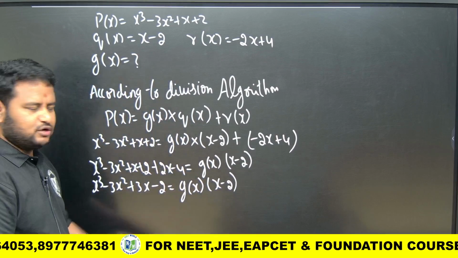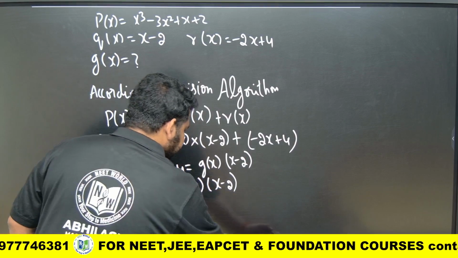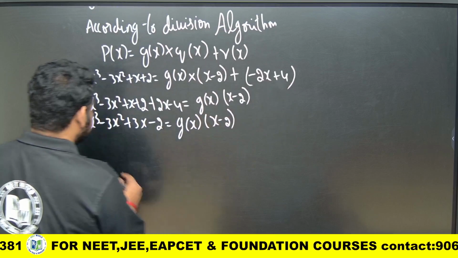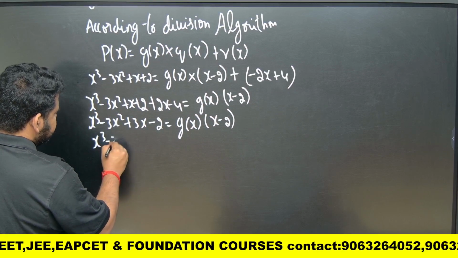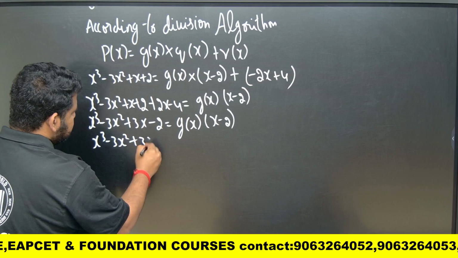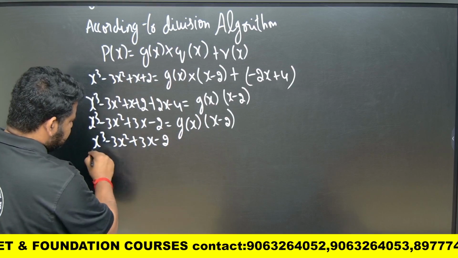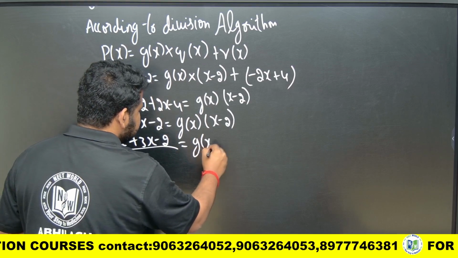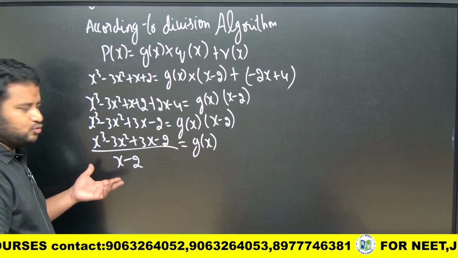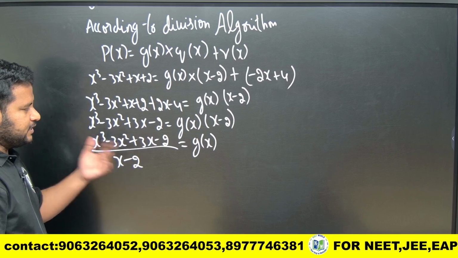Now, I want only g of x. So what can I do, friends? I can write x cube minus 3x square plus 3x minus 2, and if I bring x minus 2 down, this will be equal to g of x. So what I should do is divide the numerator by the denominator, then only I will get g of x.